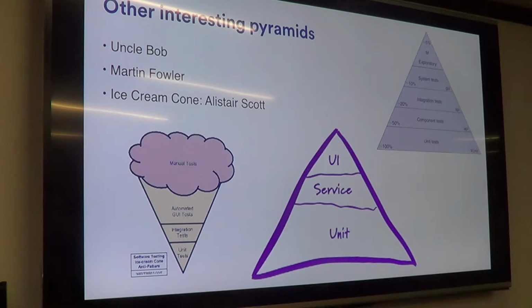And then Martin Fowler, you've probably heard about him as well. He has a simpler version of it, just unit, service, and UI. And then this is to demonstrate anti-patterns. What often happens in projects is the inverted pyramid or the ice cream cone. That's something we want to try to avoid, although it happens in our products and projects as well.